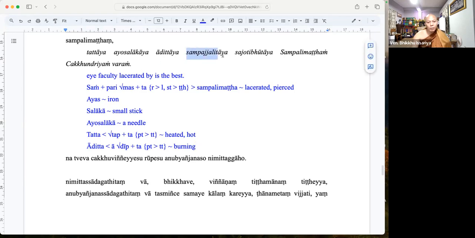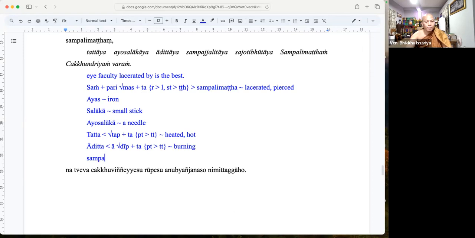And then the next word is sambhijali daya. Sambhij, so jali da. So sam is a prefix, and then pa prefix, and the root is jal. So actually dia, ja dia, that ja becomes that one. So sambhijalita is also actually shining, or flamed, having flamed.